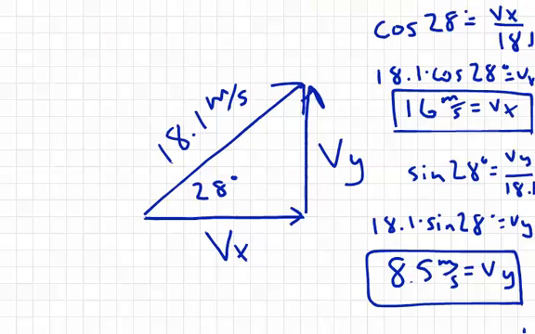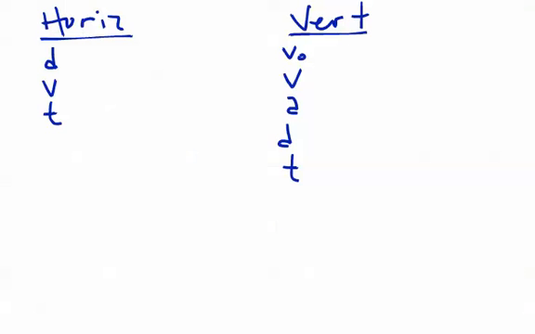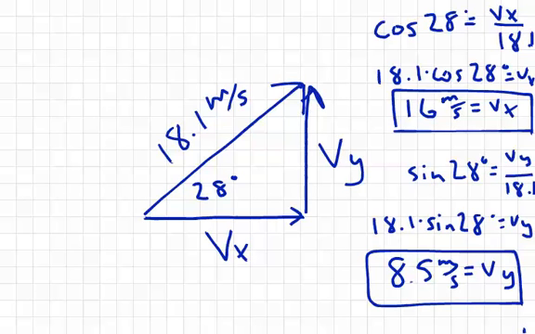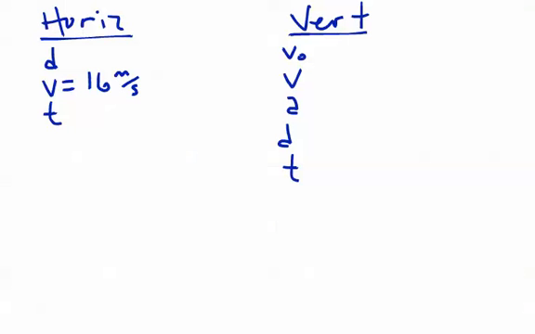And now we can fill in things that we know. We remember that the horizontal velocity was 16, and because it's constant velocity, that's going to stay the same the entire time. So our horizontal constant velocity is 16 meters per second. Our vertical starting velocity is the vertical component of the starting velocity, the 8.5, the Vy. So Vy, which was 8.5 meters per second.